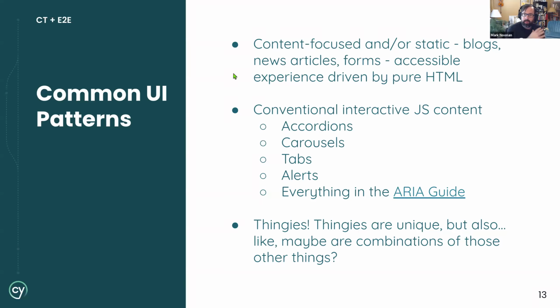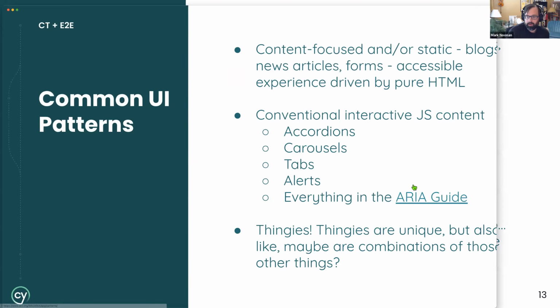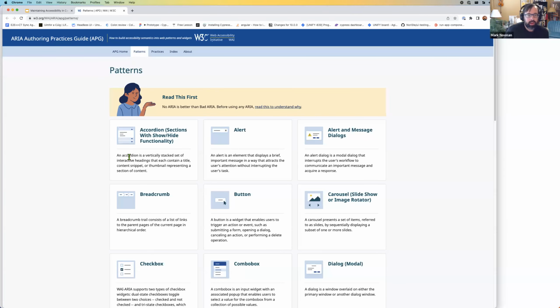The next set is the conventional interactive JavaScript content. This is where you're likely to find an off-the-shelf component that works with your framework. So you can Google accessible tabs in React, and you will probably get something that's pretty good. You should still be skeptical of the implementation. It should make sure that it actually satisfies your users' needs for accessibility, but you have a starting point for understanding the pattern there.